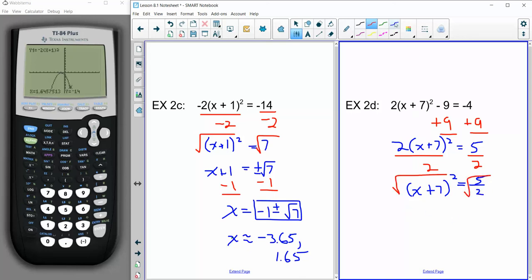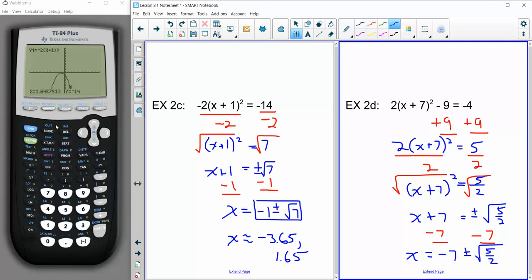That's ugly. X plus 7 equals plus or minus the square root of 5 halves. And then I'll just simply subtract 7 from both sides. And we'll get our answer. X equals negative 7 plus or minus the square root of 5 halves.